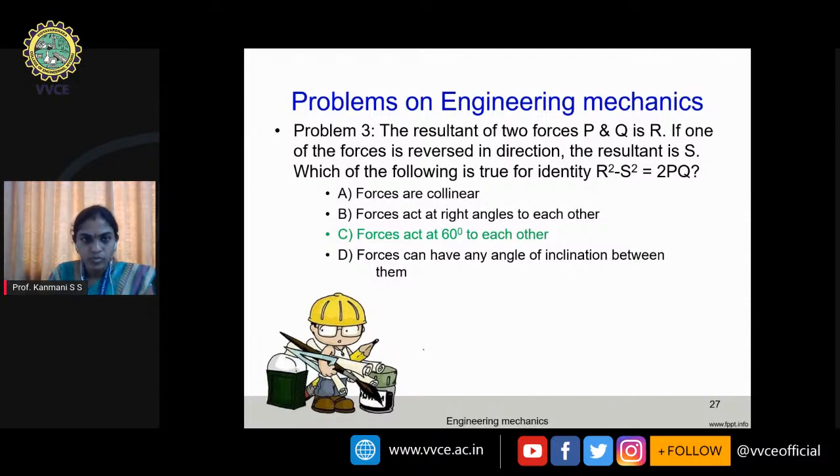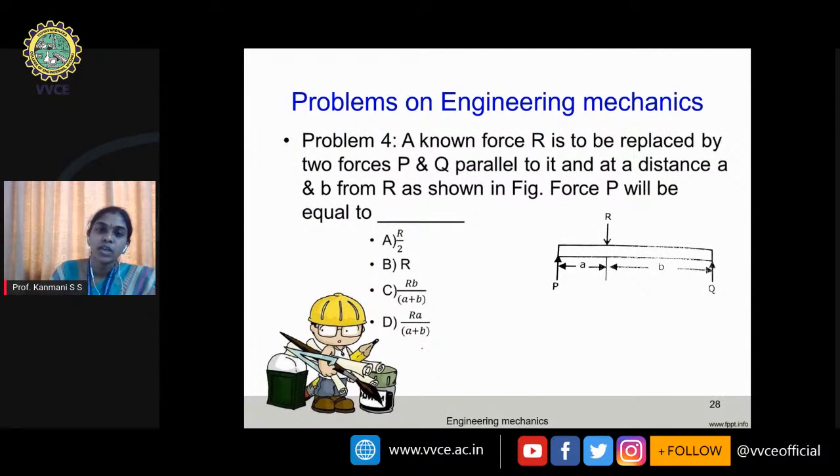Now moving to the next problem, problem number 4. A known force R is to be replaced by two forces P and Q parallel to R, and at a distance A and B from R as shown in the figure. The figure is given. I have to find force P.